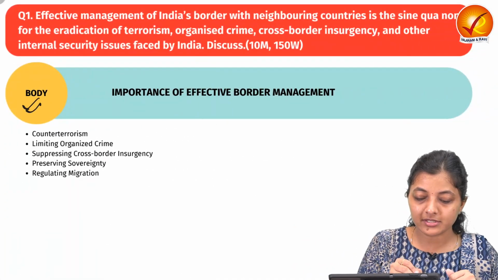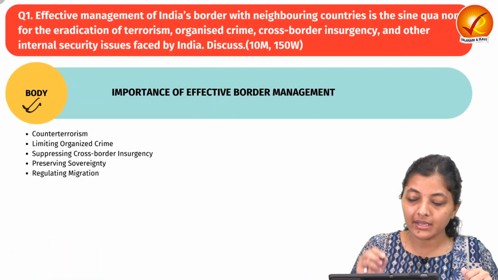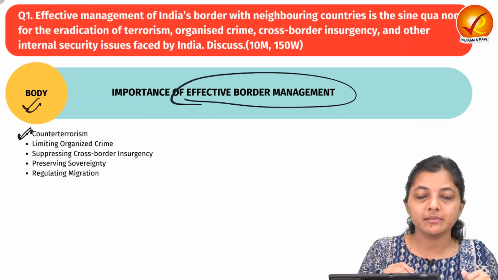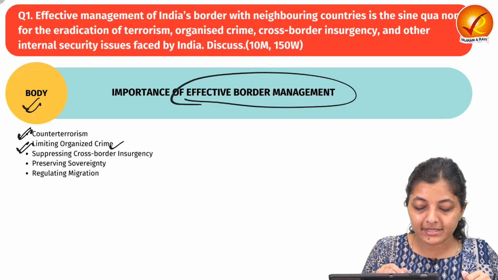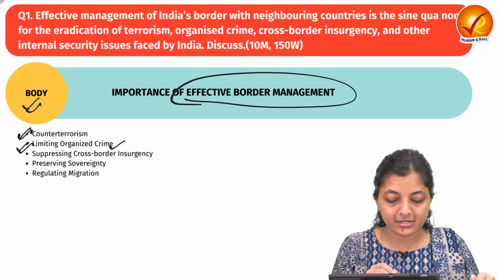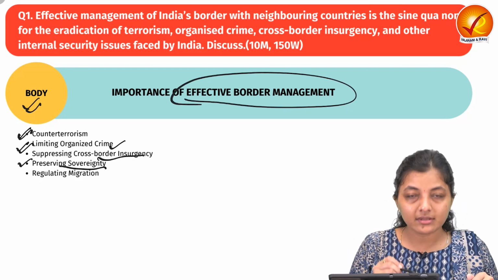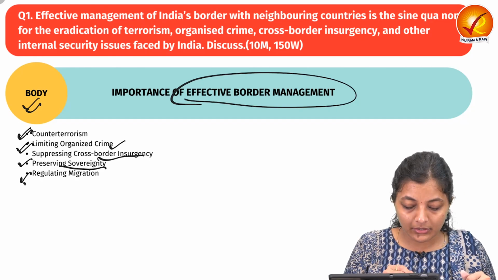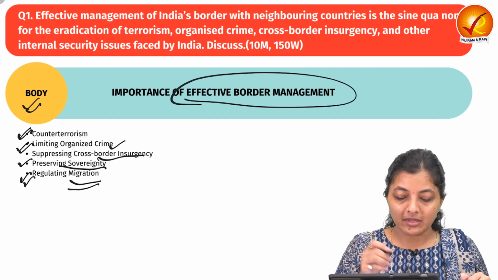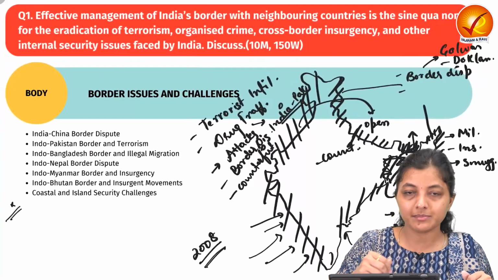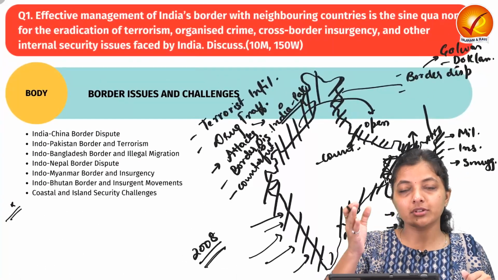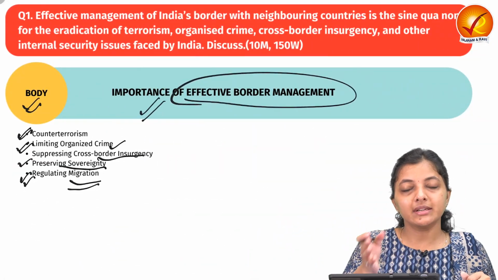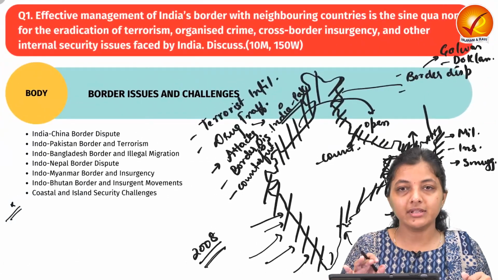Next comes the first body part, why there is a need for effective border management: to counter terrorism, to limit organized crime, to suppress cross-border insurgency, to preserve the sovereignty and integrity of the territory of India, to regulate migrations. We have holistically seen through this map the various issues along the different borders. So this first part you can represent in the map itself after the introduction.